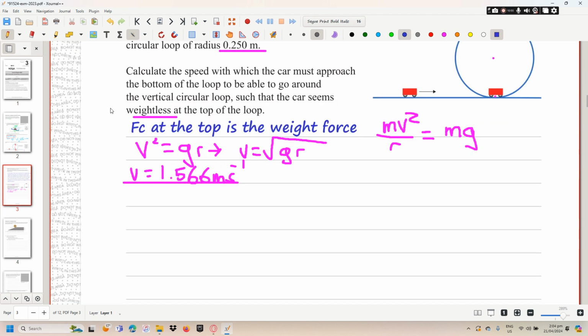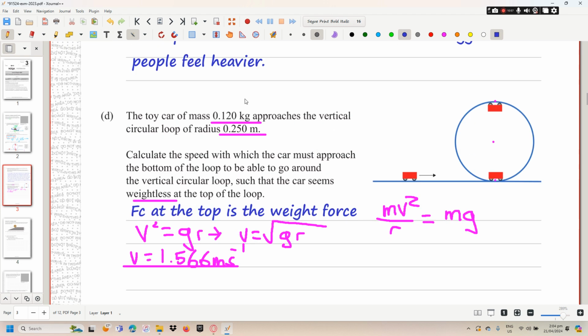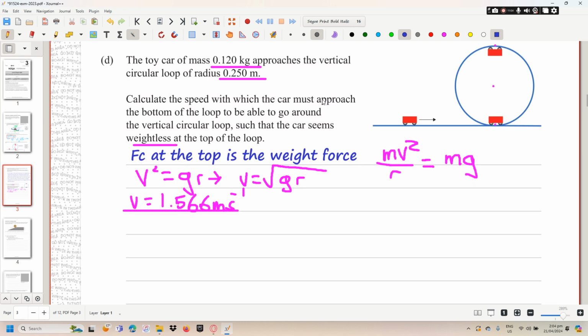So I'm going to say, suppose the energy of the system does not change as the car goes around, assuming there's no friction. The energy of the system is the same, which means the energy at the top is equal to the kinetic energy, half mv squared, plus the gravitational potential energy, assuming this is on the ground, plus mgh.